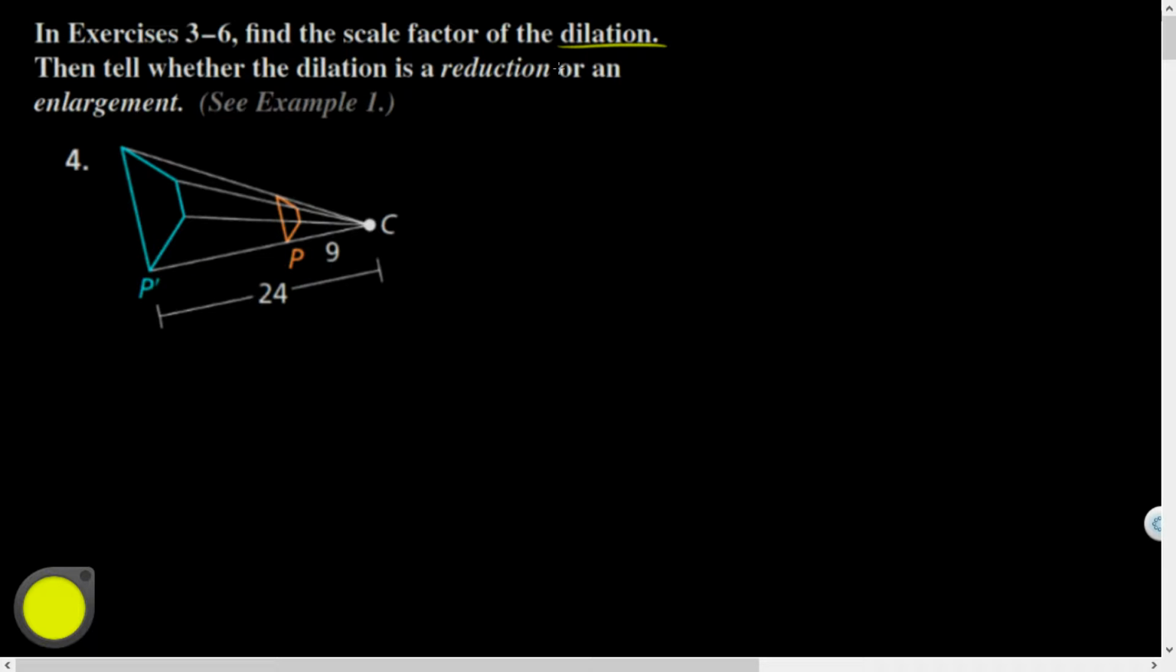So it says find the scale factor of the dilation. It's going from P to P prime, that way. To find the scale factor k, it's always going to be the distance that P prime is from your center of dilation over the distance that your pre-image was from the center of dilation.